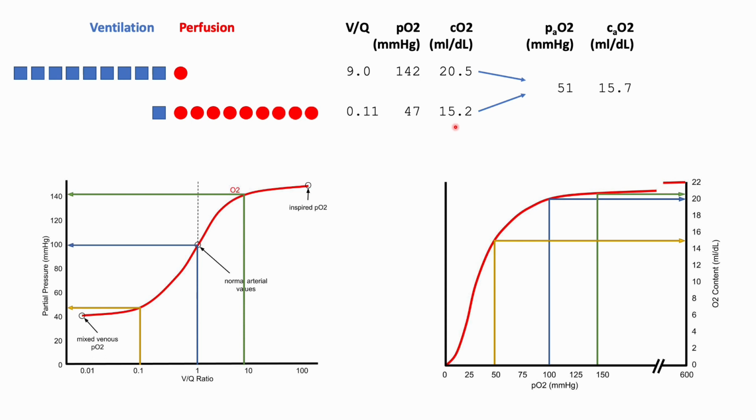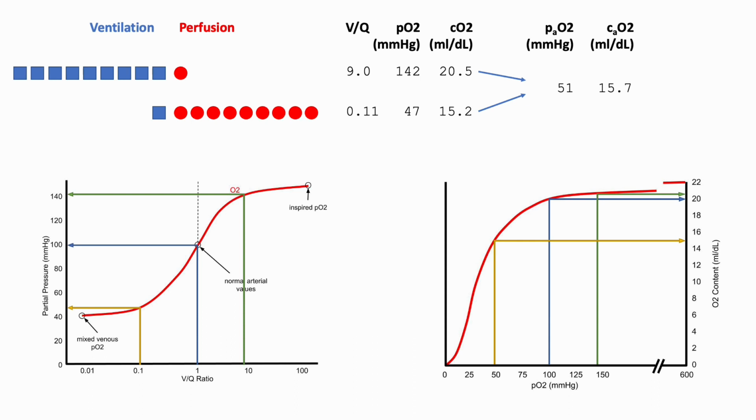So when the blood from these two lung units mixes together in the pulmonary vein, we get a weighted average oxygen content of 15.7 mL per deciliter, corresponding to an arterial PO2 of 51 millimeters of mercury. So in this case, the degree of VQ mismatch has resulted in a significant decrease in arterial PO2.